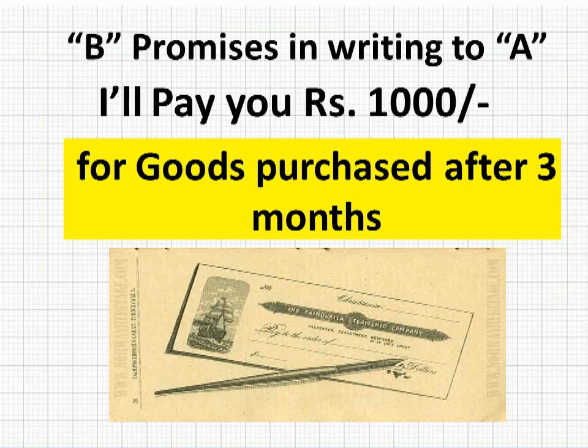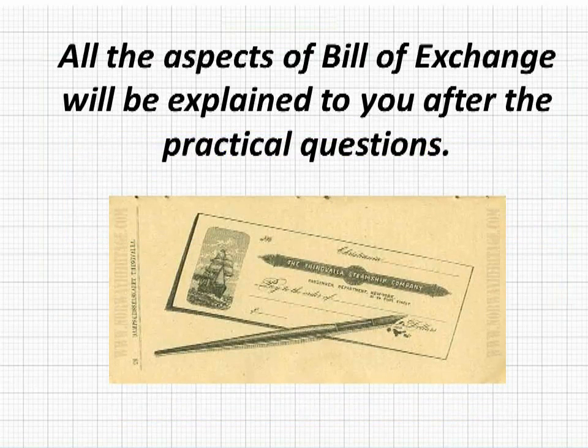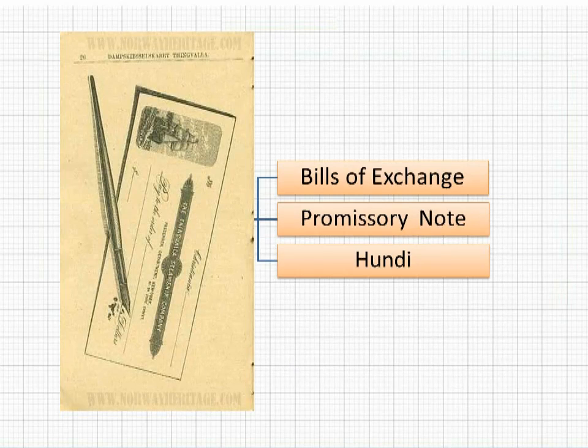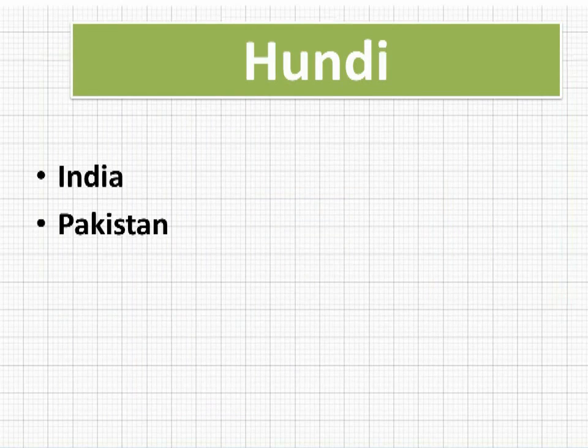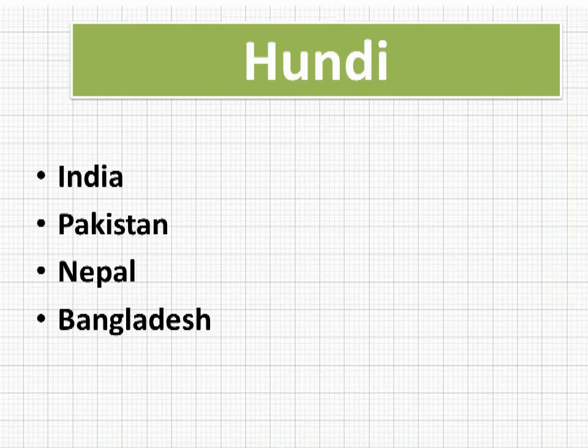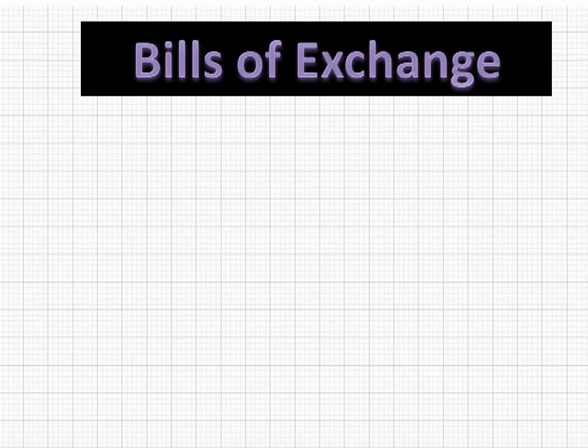I'm not going to explain you bill of exchange technically. I will explain all the aspects after the practical questions. I'm just giving you the rough idea so that there is no problem in understanding practical questions of bill of exchange. So this promise in writing can be called bill of exchange, promissory note, or hundi. Basically, hundi is a word only used in India or Pakistan or Nepal or Bangladesh. If you use this word hundi, nobody will understand it outside of these countries. So anyhow, we will use the word bill of exchange.